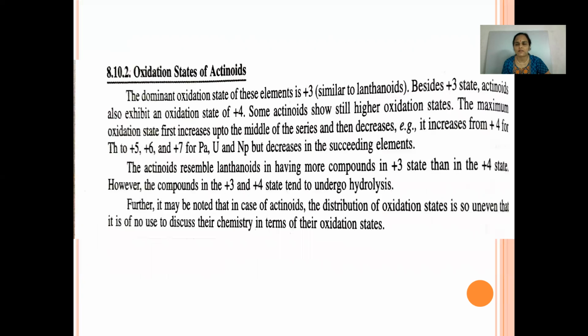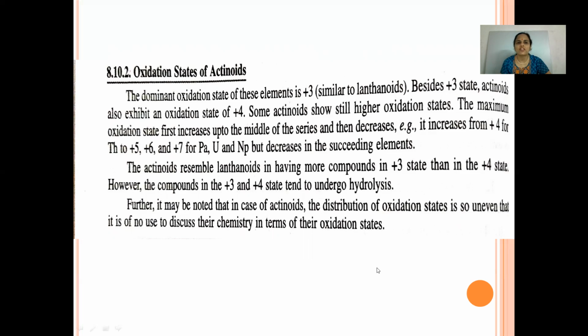Oxidation states of actinoid elements: as I said, the dominant oxidation state of these elements is +3. It is similar to that of lanthanoid elements. Besides the +3 state, actinoids also exhibit an oxidation state of +4. Some actinoids also show higher oxidation states.